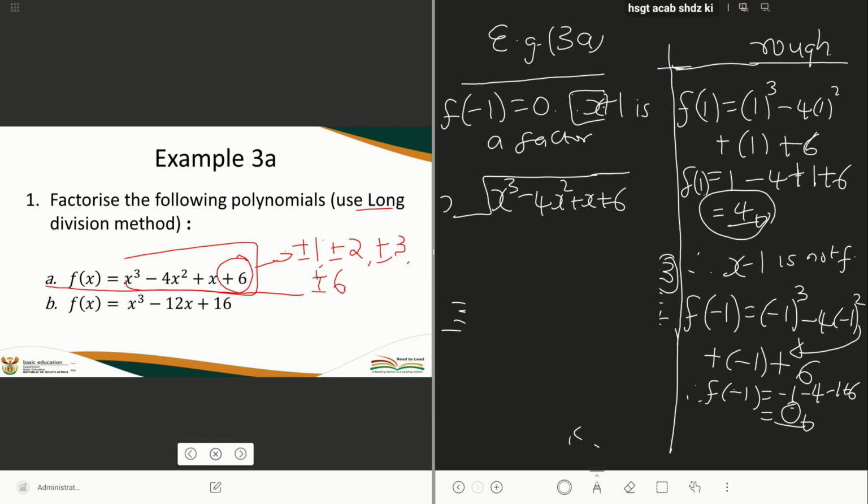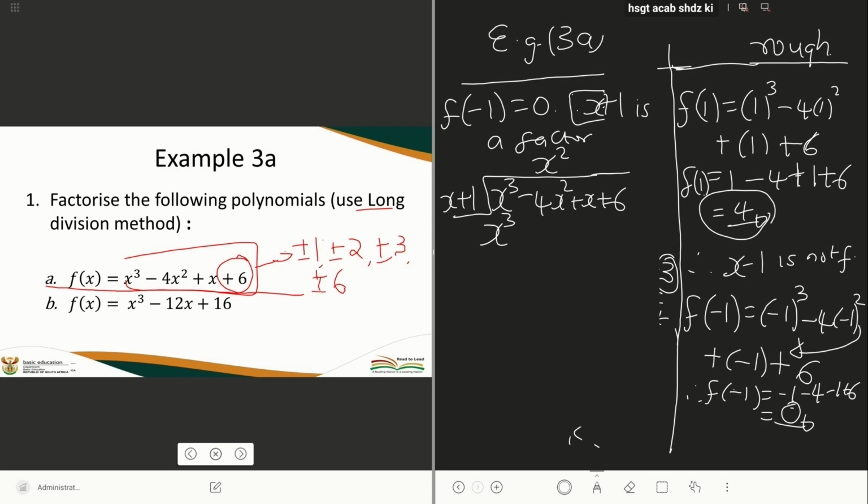So you're going to have your x plus 1 here. Now, you simply say the same procedure. X into x cubed goes how many times? It's x squared. So remember, you need to align your terms. X squared multiplied by x is x cubed.